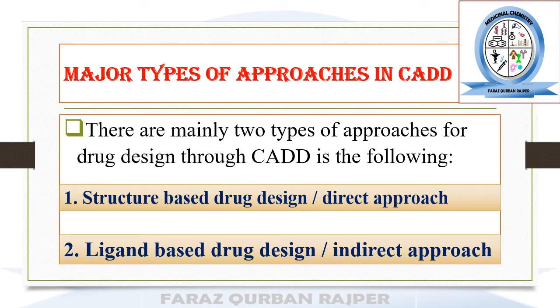Major types of approaches in computer-aided drug design. Basically, there are two main types of approaches for computer-aided drug design. One is structure-based drug design, which is also known as the direct approach or direct method. Second is ligand-based drug design, which is also known as the indirect approach or indirect computer-aided drug design method.